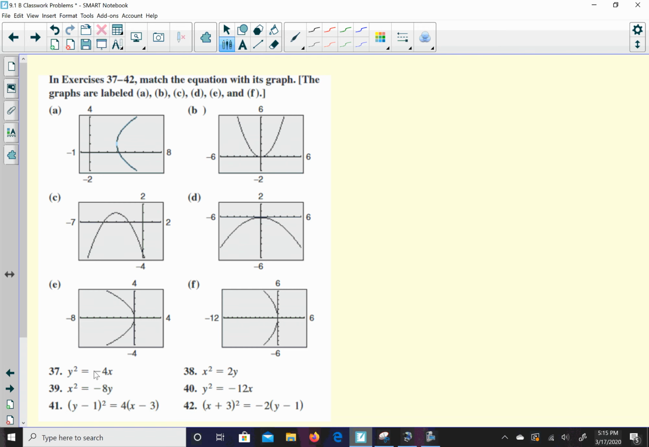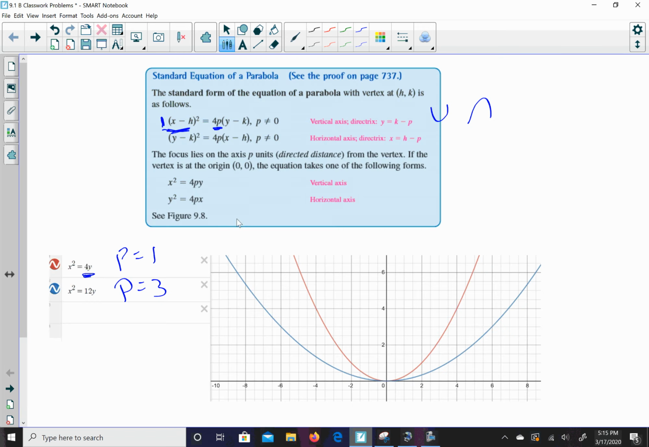So if you're going back here, if the x is squared, we know my parabola is going to open up or down. If the y variable is squared, the parabola is going to open to the left or to the right. If it opens up, the 4p is positive. If it opens down, the 4p is negative. If it opens to the left, the 4p is negative. If it opens to the right, the 4p is positive.